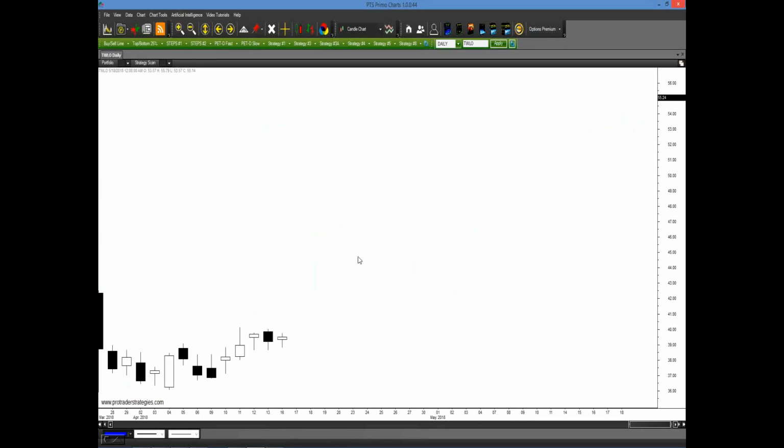How about TWLO, okay? Same thing, kind of going sideways to a little bit higher, but no real clear-cut direction. We apply the PET D and see that we originally had a series of red bars. Now, right here, we have a short-term pivot low. This was an area in which we could have gone short, provided the bars stayed red and we traded below.